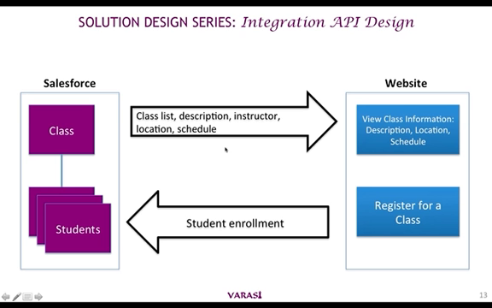On the Salesforce side, you have classes and eventually students who enroll for it. You may have a price list for the classes. On the website, you have some search and browse functionality to see the class information like what's being taught, the location, instructor, and schedule. Once a student finds a class that interests her, she can enroll through the website. The website may allow students to enroll for multiple classes at once.